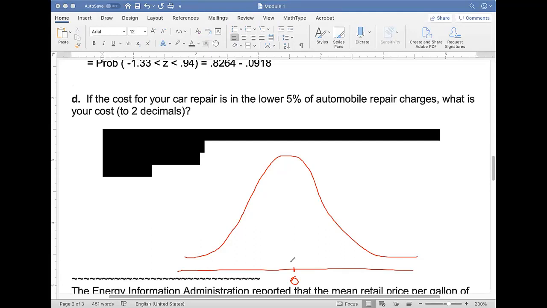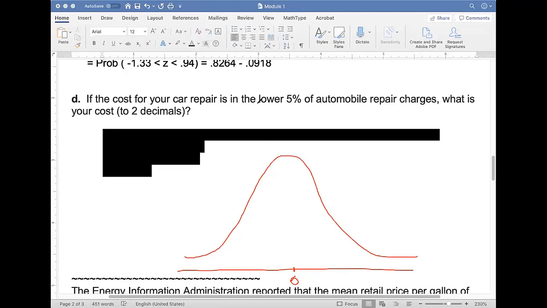If you're right here, that means you are paying the average cost. Your car repair actually is the average cost. If you are somewhere on the right-hand side, that means your current repair cost is more than the average. If your current repair is on the left-hand side, that means you are paying less than the average.